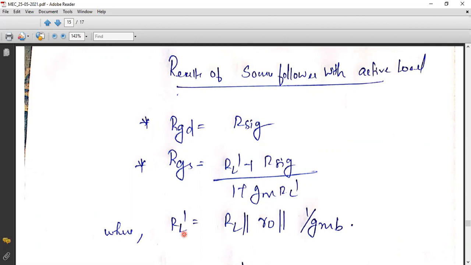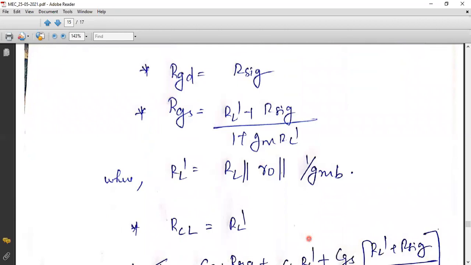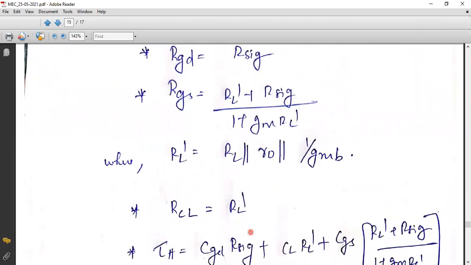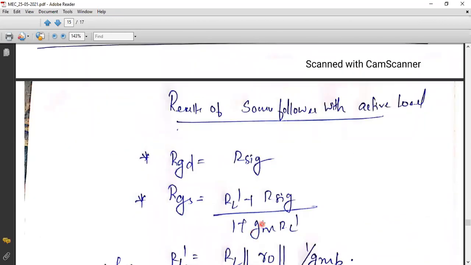So the results are: first, RGD equal to Rsig, RGS is equal to, just now we have learned how to find RGS, that is RL dash plus Rsig divided by 1 plus GM RL dash. Then RL dash is equal to the parallel combination of the three resistances. Finally, RCL equal to RL dash, tau H and FH. So start writing the results, then we will continue.